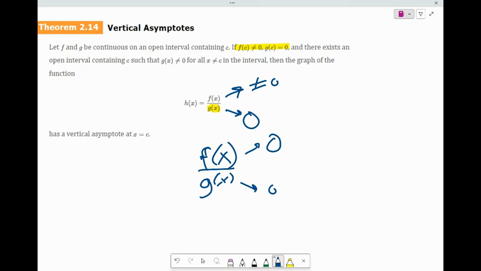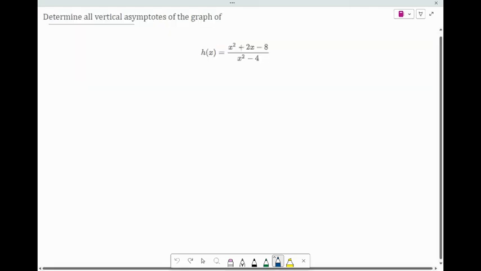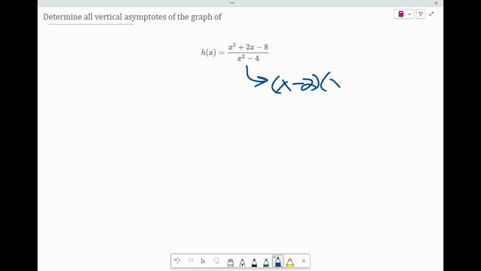So it's not going to be enough to just look at the bottom. We're going to have to look both at the numerator and the denominator to determine if we're looking at a hole in the graph like we saw a few sections ago, or if we're looking at a vertical asymptote. So if we do want to look for vertical asymptotes for a function like this one, we're going to start with the denominator.